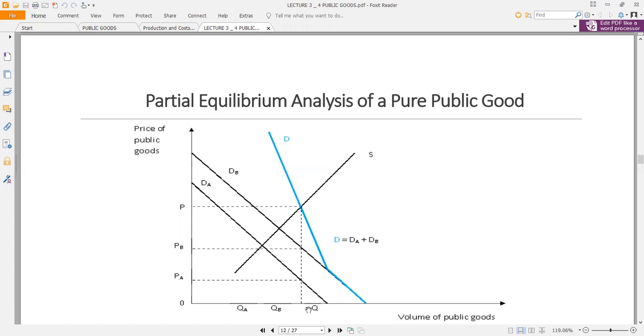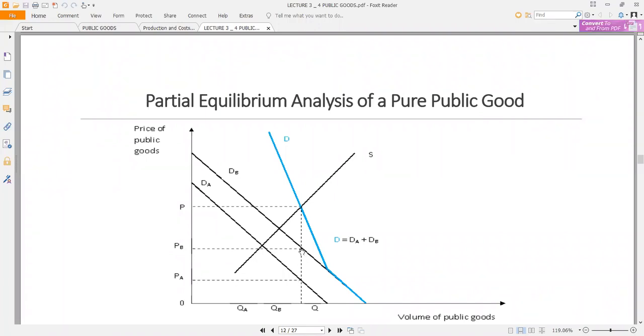Okay. Now we are enjoying this quantity Q. Individual A is willing to pay a price PA for the good, for this quantity Q that he's consuming. So we can say that PA is the value that he puts on this quantity Q, or this is the marginal benefit that he gets from Q.